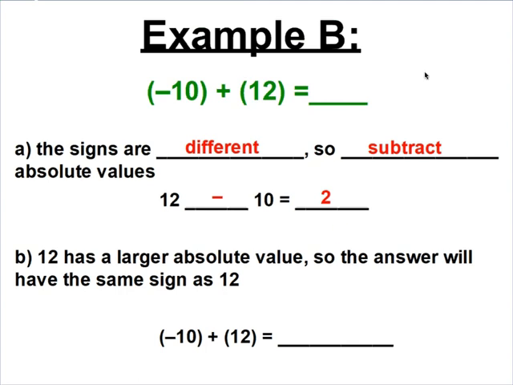We have to go back to the original problem in green here and see which of the numbers has the greater absolute value. 12 has the greater absolute value, and 12 is a positive number. So what that means is the answer is going to have a positive sign with it, or be a positive integer. So the answer is positive 2.